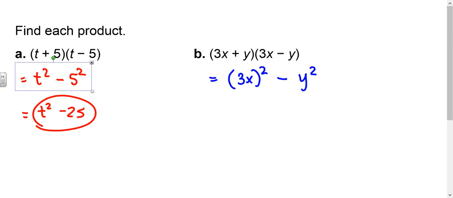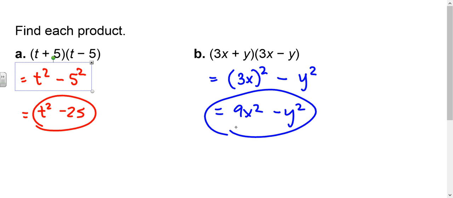Now you'll notice on this one I put the 3x in parentheses because if I take 3x times 3x, I don't just get 3x squared. What happens when I take 3x times 3x? I get 9x squared. So that's why I put that one in parentheses. Okay, and then I have minus y squared. Pretty cool.